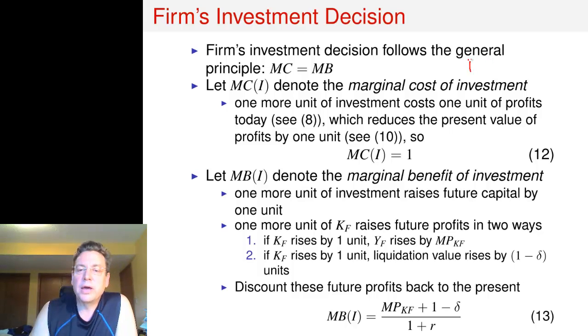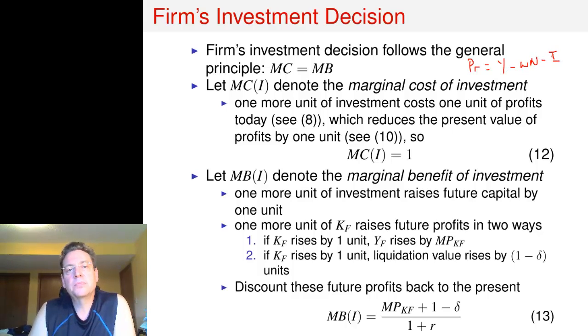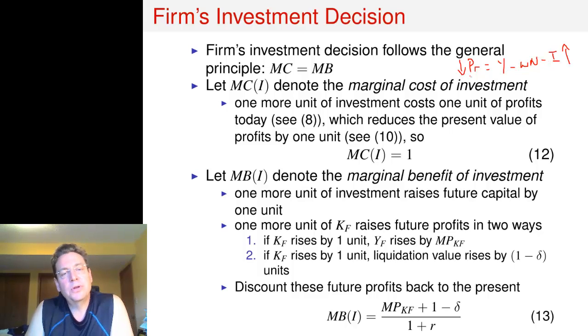What we want to do is look at what profits are in the current period. So those profits are the quantity of goods that the firm produces minus the wage bill minus investment. So what you can see here is that if investment goes up by 1 unit, profits go down by 1 unit. So profits are the opportunity cost of investment, and the relationship is 1-to-1. So that says that the marginal cost of 1 more unit of investment is just equal to 1.